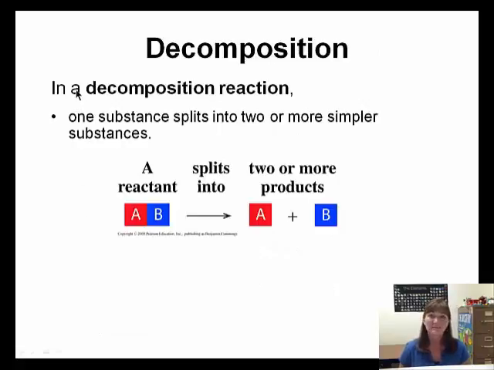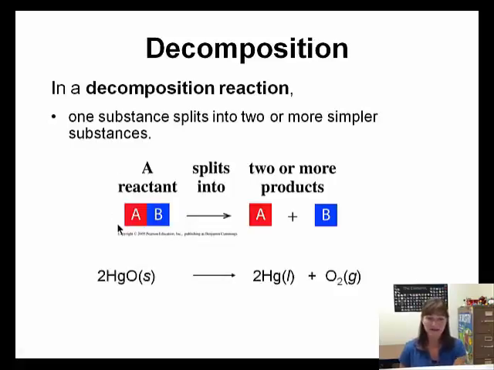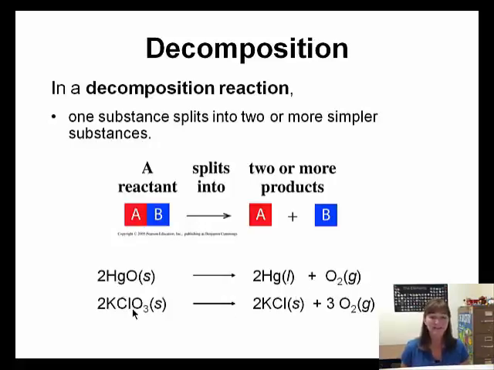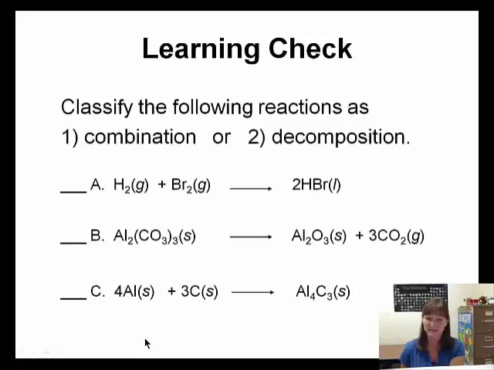In a decomposition reaction, one substance is going to split into 2 or more simpler substances. So an example here would be mercury oxide breaking up into mercury and the oxygen elements. Here potassium chlorate is breaking up into some smaller compounds, potassium chloride and oxygen. Once again, what's in common in a decomposition reaction is one thing to the left of the arrow.